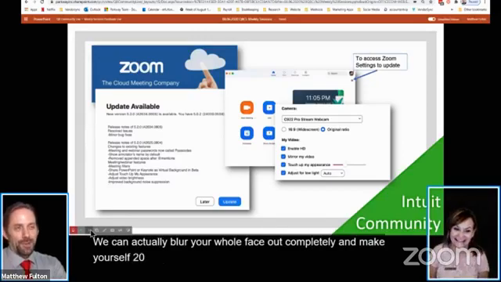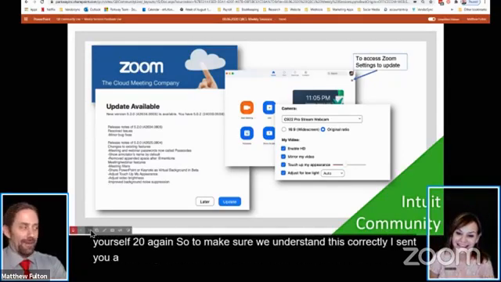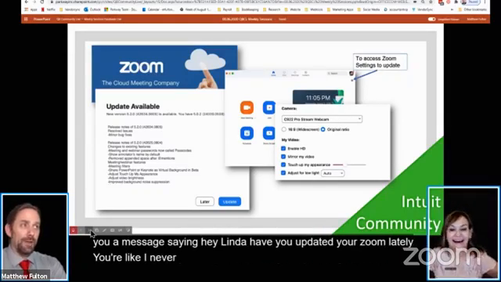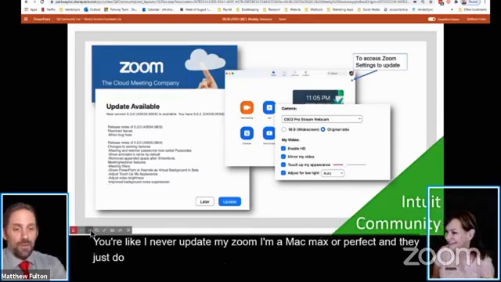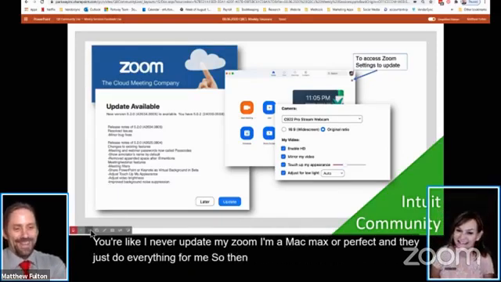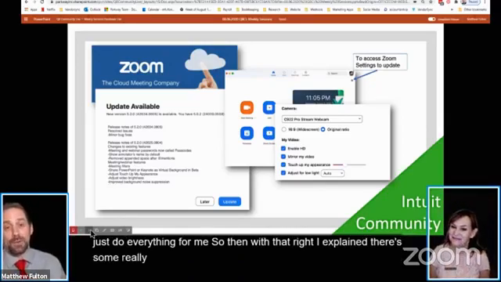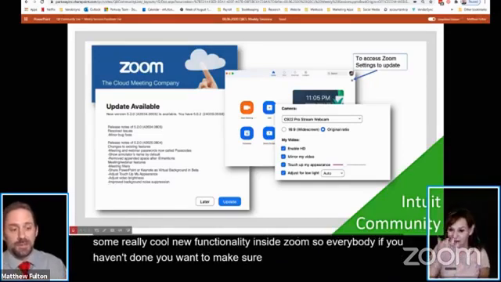To make sure we understand this correctly, I sent you a message saying, hey, Linda, have you updated your Zoom lately? You're like, no, I never update my Zoom. I'm a Mac. Macs are perfect and they just do everything for me. Then I explained there's some really cool new functionality inside Zoom. So everybody, if you haven't done it, make sure to update your Zoom once this is done.